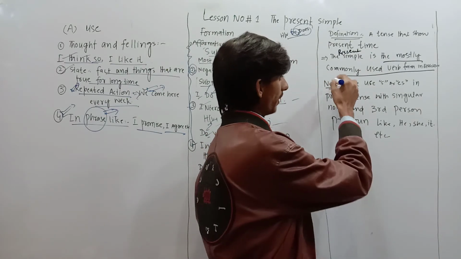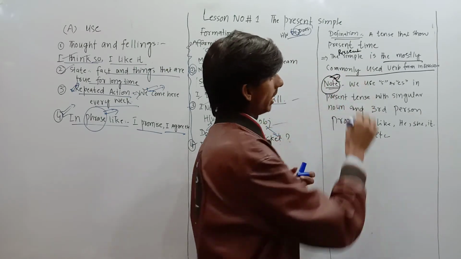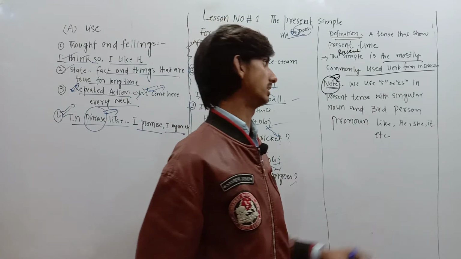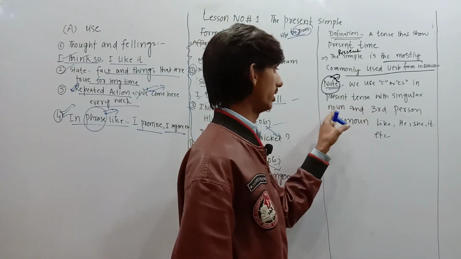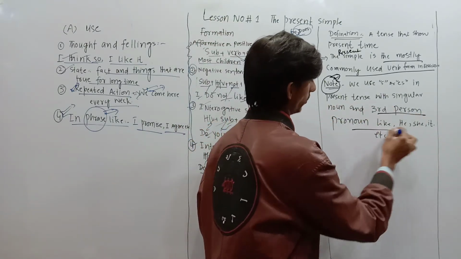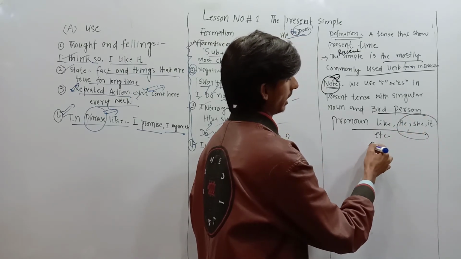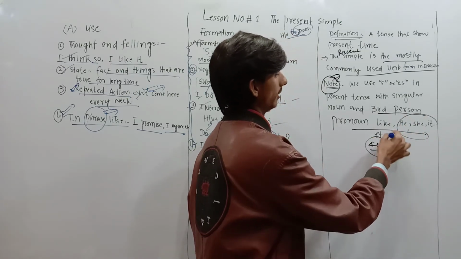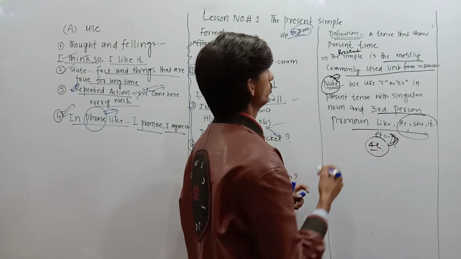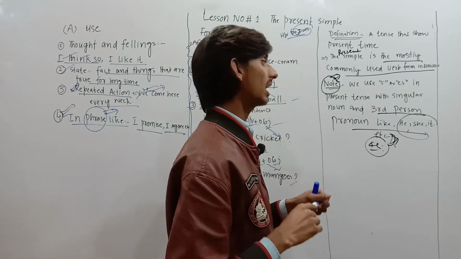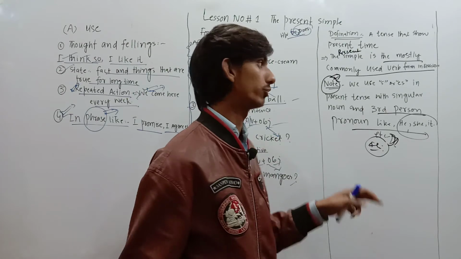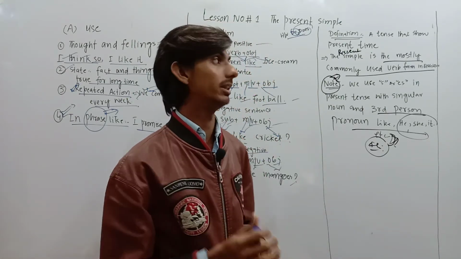Note, this is the important point you have to keep in your mind: we use s or es in the present tense with a singular noun and a third person pronoun. He, she, it are singular. Ali, Ahmad, we use s or es with them. So you have to keep this point in mind.